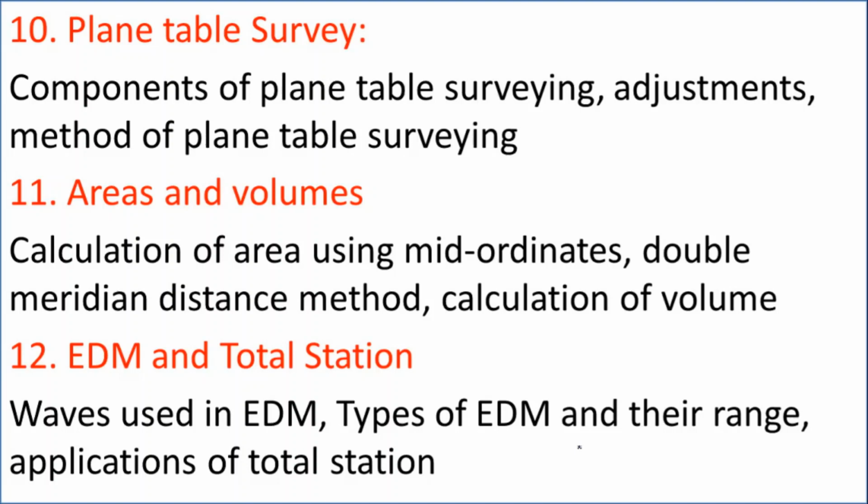Then the next one is EDM and total station. Here we will see what the purpose of the EDM is, what the types of waves are, what types of light waves are used in the EDM, and what the types of EDM and their ranges are. Types of EDM means you have three types: distomat, tellurometer, geodimeter, these things. We will also see how much distance they can measure. And finally we will see the applications of the total station.